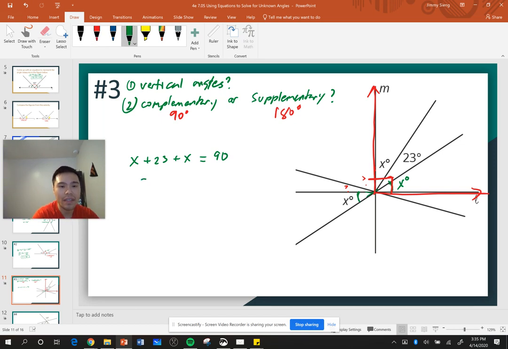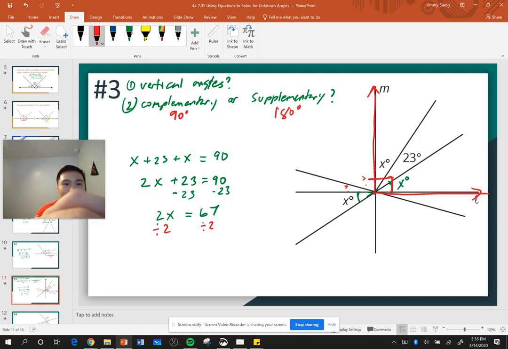So now we have an equation. We can set this up as 2x plus 23. Remember, x plus x is 2x, equals 90. Now I'm just solving an equation. I don't know what x is, so let's subtract 23. So now I have 2x equals 90 minus 23, that's 67. Okay, now 2 of those x's are equal to 67. To find one of those x's, I have to do what? If you said divide, you are correct. I have to divide by 2.